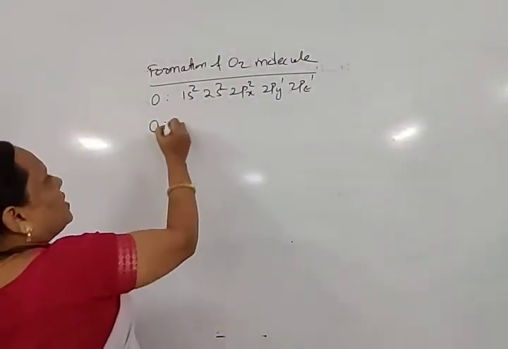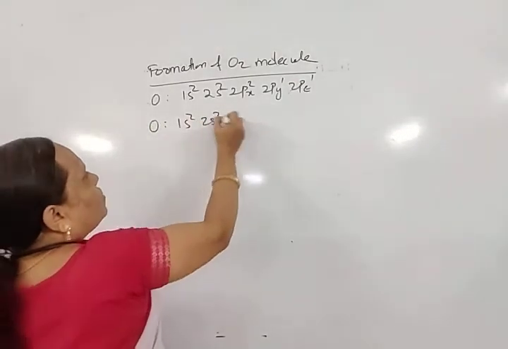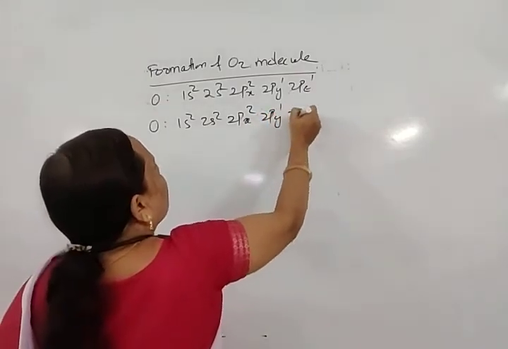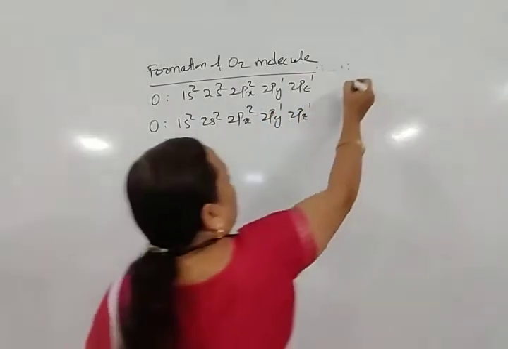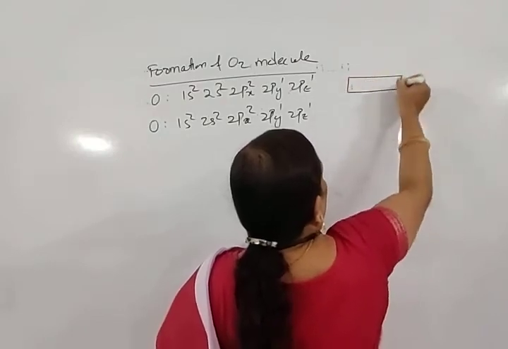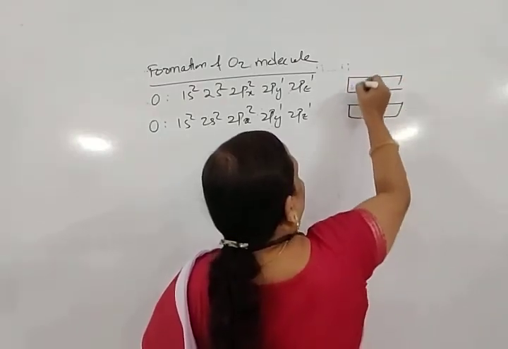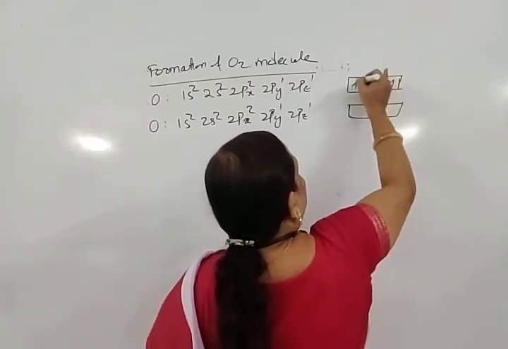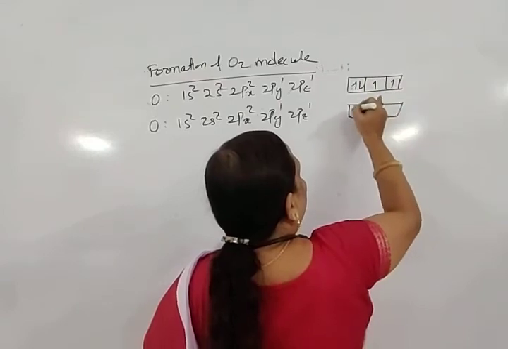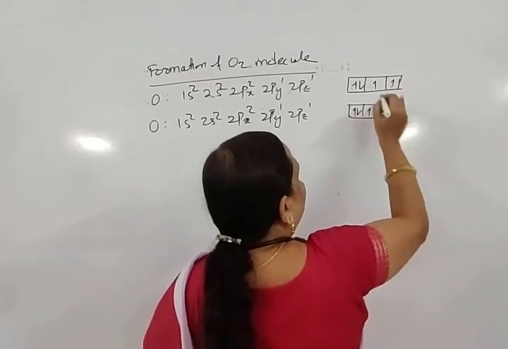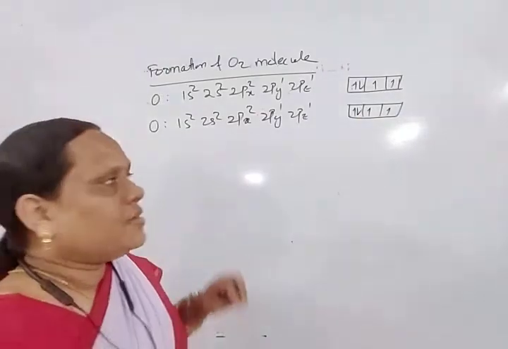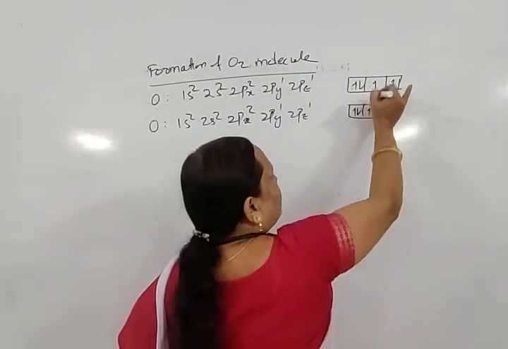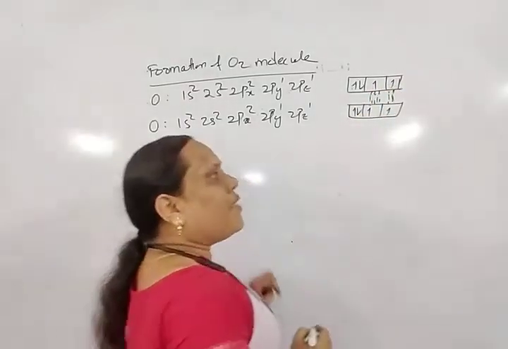And another oxygen is also the same: 1s2, 2s2, 2px2, 2py1, and 2pz1. Now suppose I write here it is 2p orbital, and here also 2p orbital. It is 1, 2, 3, and 4, and here also 1, 2, 3, and 4. These two have opposite spin and overlap for a sigma bond, and these two overlap to form a pi bond.